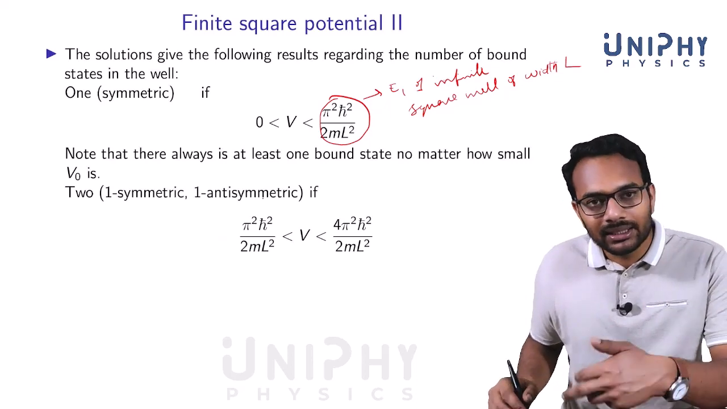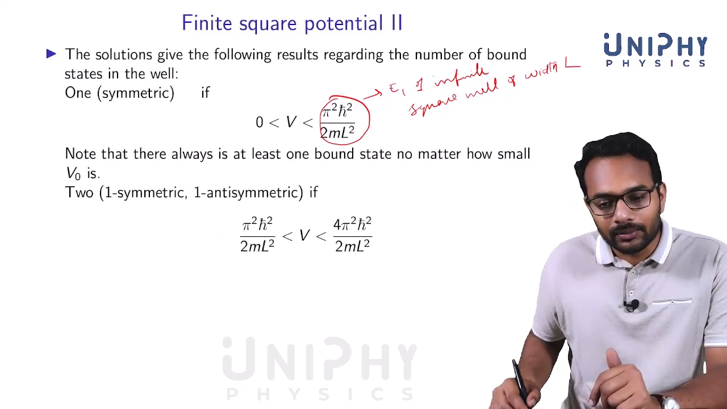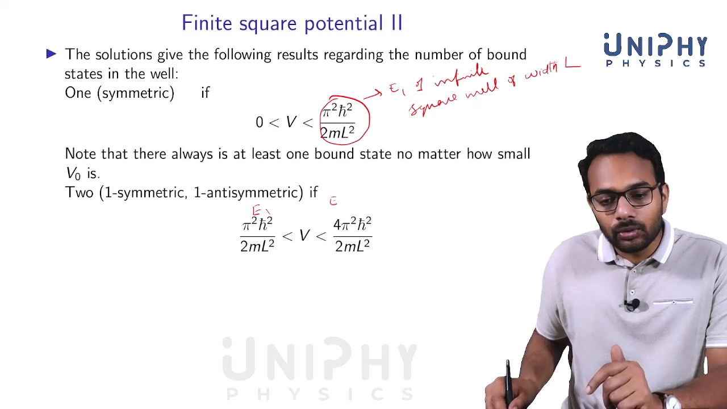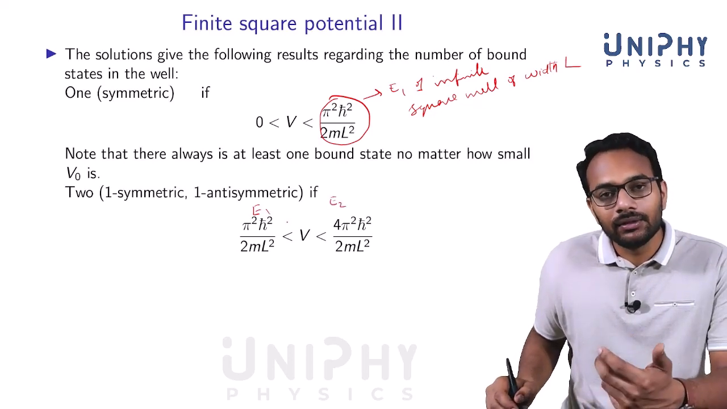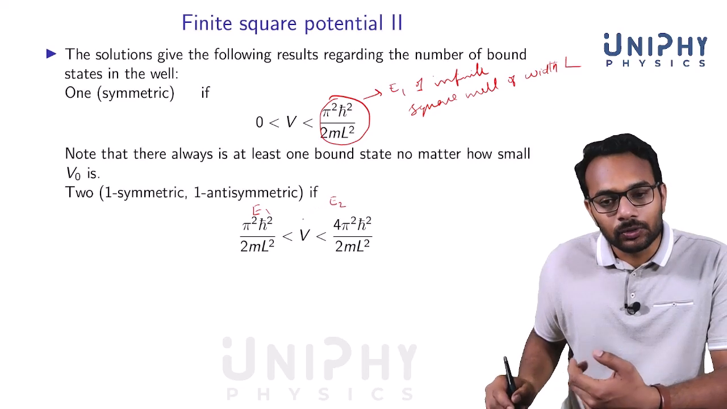Similarly, the analysis will show that if V is between E1 and E2, if the potential energy is between E1 and E2 of the infinite square well.